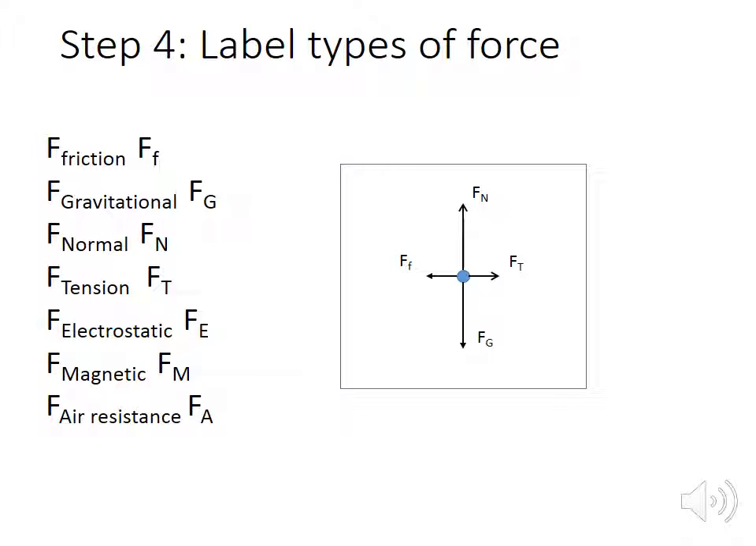Step 4, you're going to label the types of forces that are acting on the object. So in this case, the dog is being acted on by gravity, pulling the dog down to the earth; normal force, which is counteracting gravity; tension force, which is the force that is pulling the dog by the leash; and then finally friction force, which is counteracting the pull of the leash.